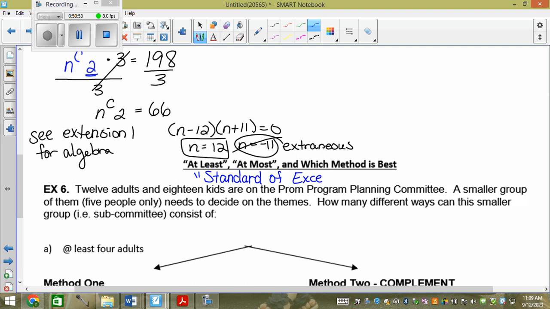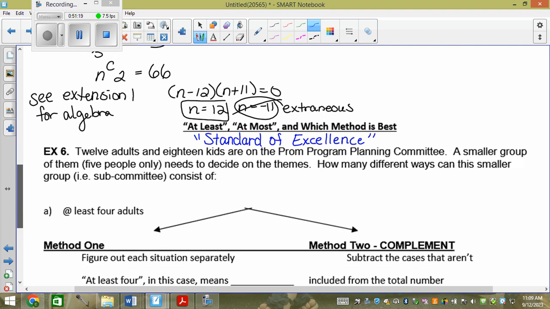You see this on a test or on a diploma, and you're like, well, this is an easy question. They call it a standard of excellence. Standard of excellence is not equal to hard. Okay? If you were given this question and never having ever tried it before, yeah, it would equal hard. But because we're going to practice these, you're going to see them and be like, oh, at most and at least, if I see that word, it means I have cases. I have cases. So here we have 12 adults and 18 kids.